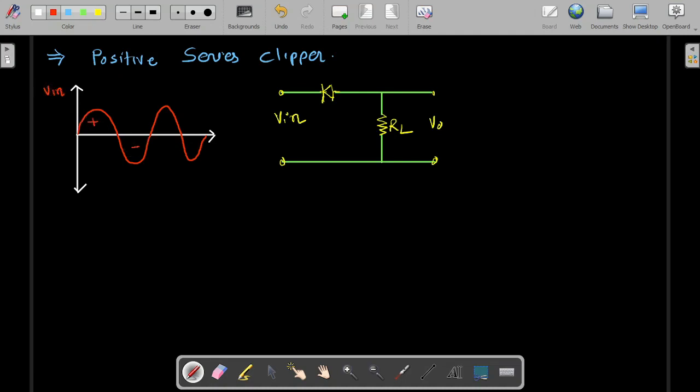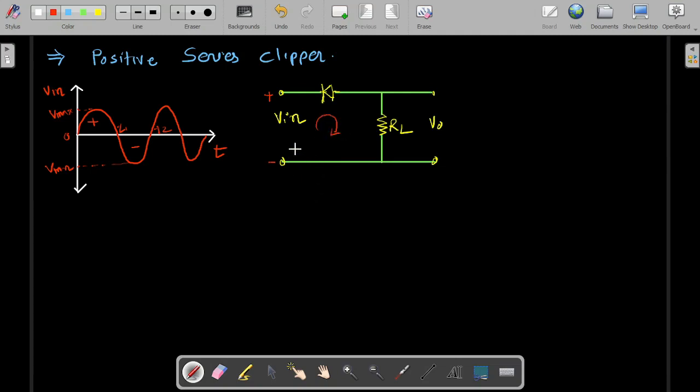V input, this is V max and this is V minimum, this is 0. Let me take this as t1 time, this as t2 time, likewise it will increase. This is time t for the given axis. Now we will consider the positive half cycle. For the positive half cycle, here will be positive, here will be negative, and current will move this way.